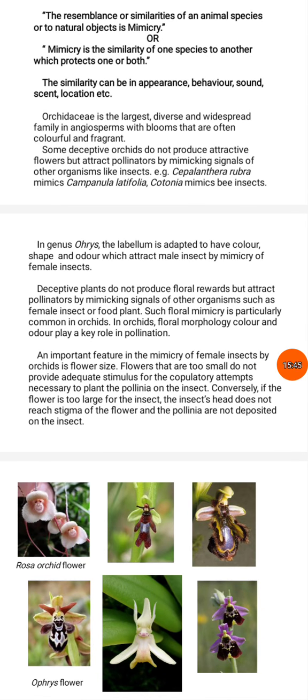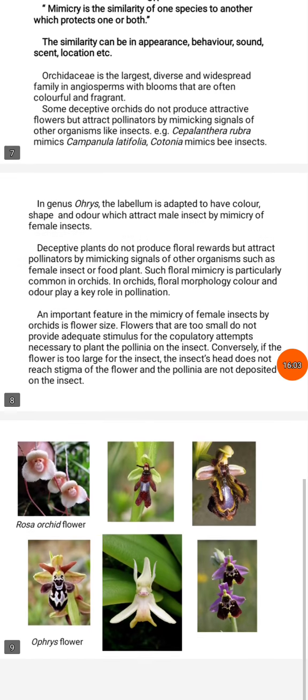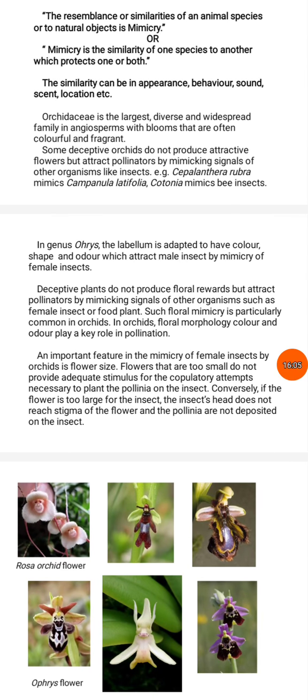This slide shows various flowers of orchids which commonly show mimicry of others. In the first slide, that is Ophrys, an important genus of orchid. Then many species of Ophrys show mimicry for pollination.